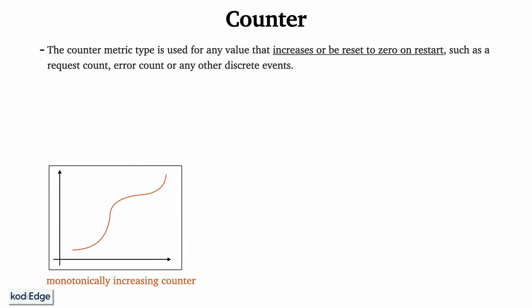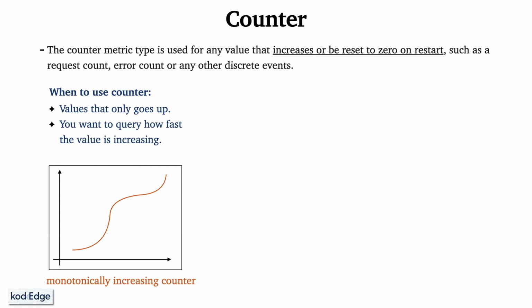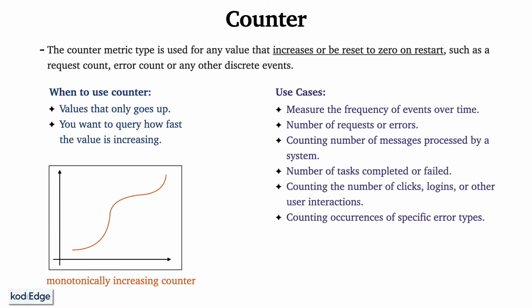So counter metrics type is used for any value that only get increases, such as a request count, error count, or any other discrete events. So when to use counter metrics? So let's say you want to monitor the values that only goes up, or you want to query how fast the value is increasing. And these are the use cases in which you can use the counter metrics.